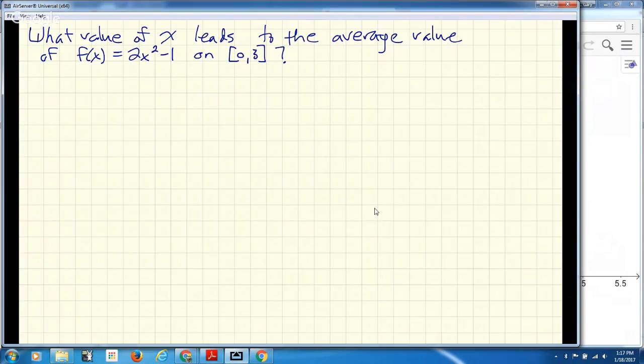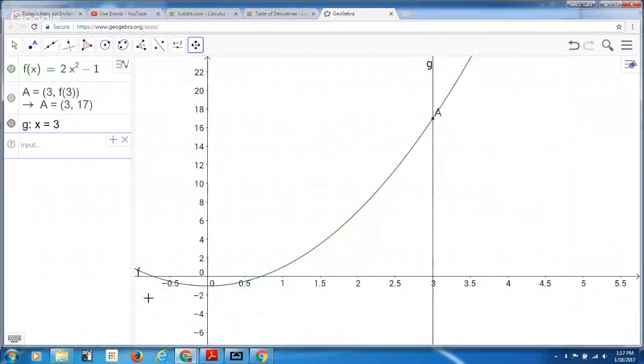Here we're going to take a look at average value using intervals. And I ultimately want to find out what value of x on the interval 0, 3 leads to the average value of the function. And so let's take a look at the graph of the function. So here from 0 to 3, I see the function is sometimes negative and sometimes positive.